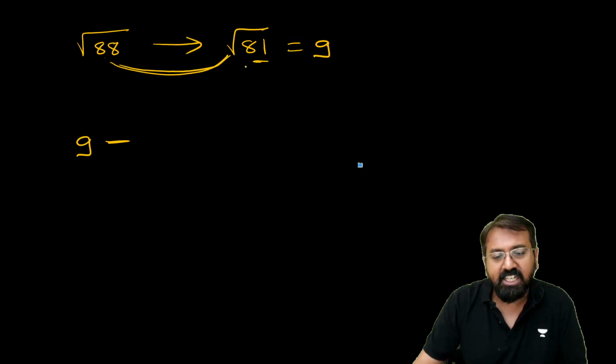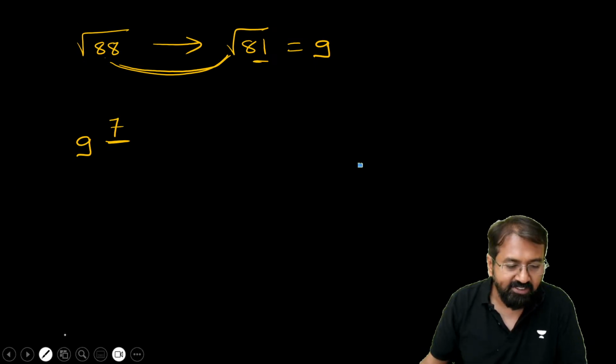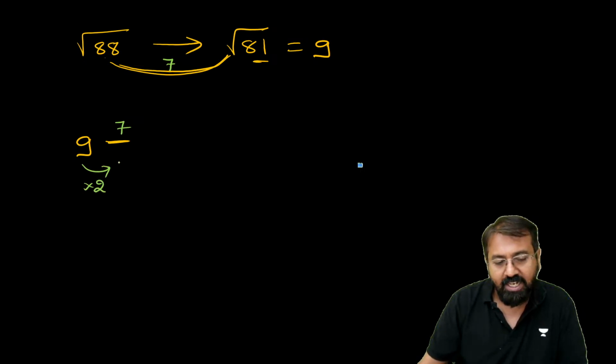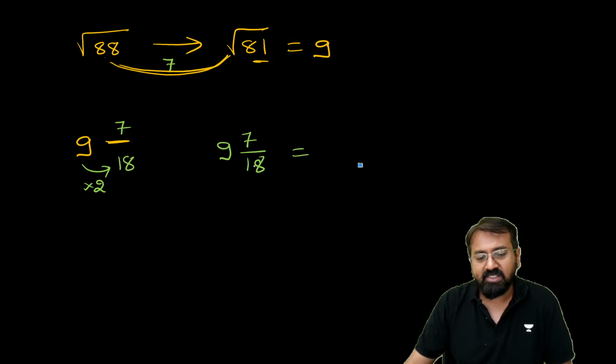So just write down 9, and then what is the difference between these two? So 88 and 81, can I say difference is 7? This difference is 7. So write 7 over here. Divide by, write double of this. So 9 2s are 18. So it's 9 and 7 by 18. Correct?